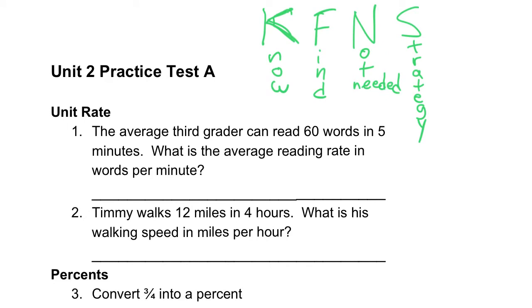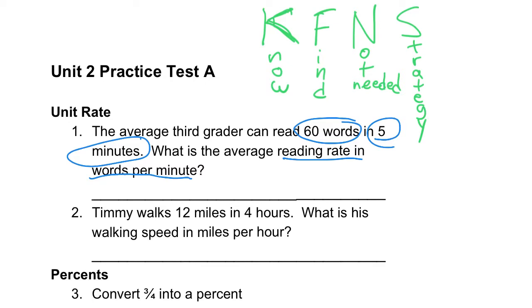The average third grader can read 60 words in 5 minutes. What is the average reading rate? Well, first, what do I know? That they can read 60 words and that they can do it in 5 minutes. This is what I know. What are they asking me to find? They're asking me to find the reading rate in words per minute. Words per minute. That is a big indicator to me.